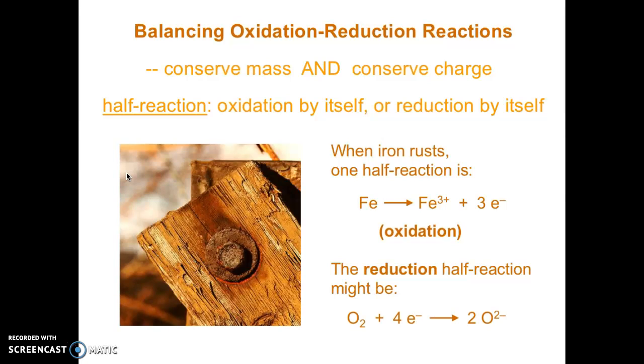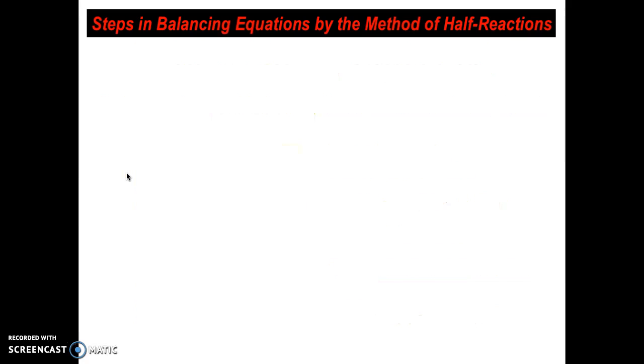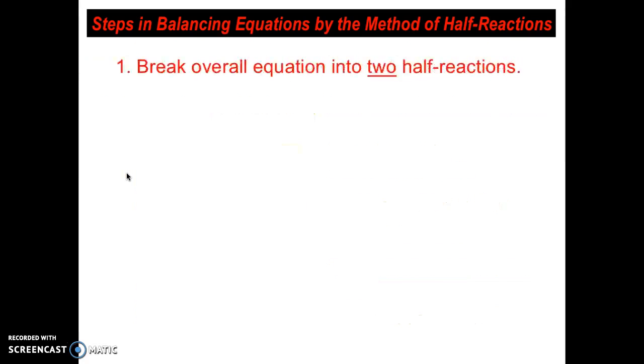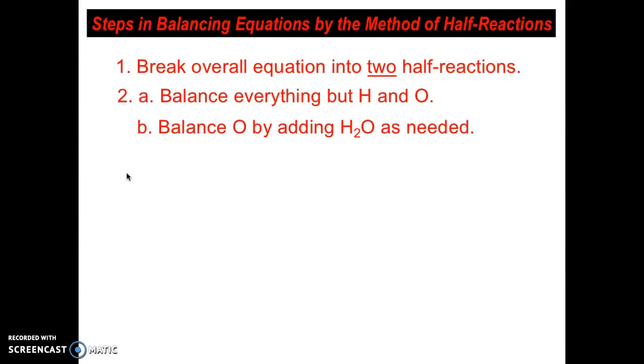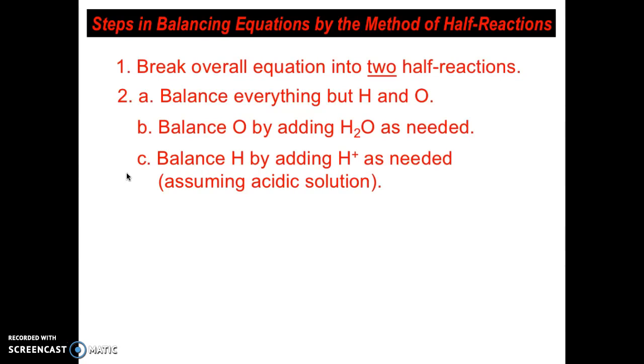Remember the steps in balancing an equation? We went over this in class, but I'll do it again. You break up the overall equation into two half reactions. You balance everything other than the hydrogens and the oxygens. Then you balance the oxygen by adding water. Then you balance the hydrogens by adding hydrogen ions as needed. And again, this is assuming an acidic solution.